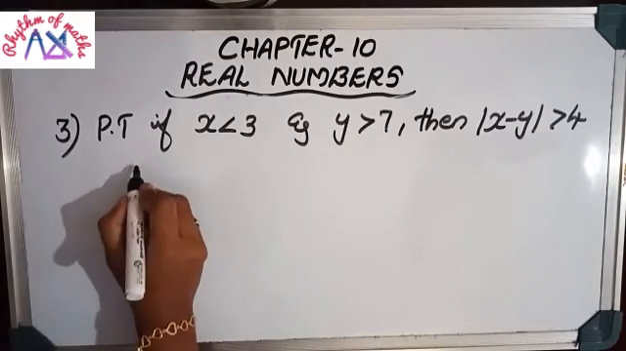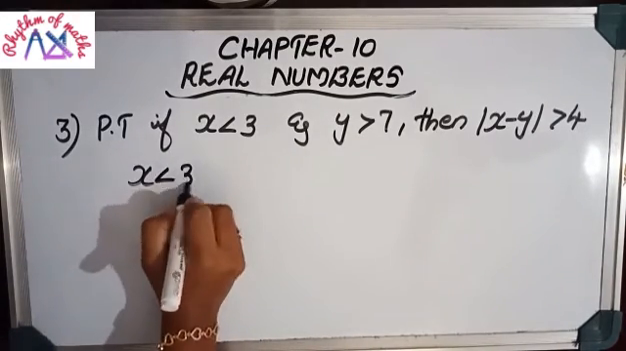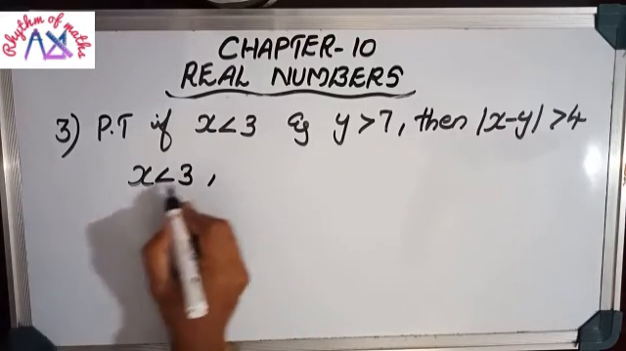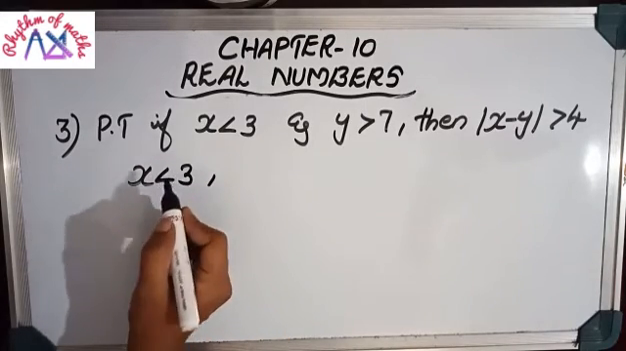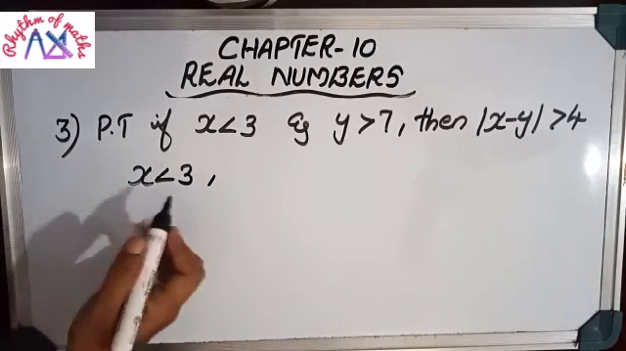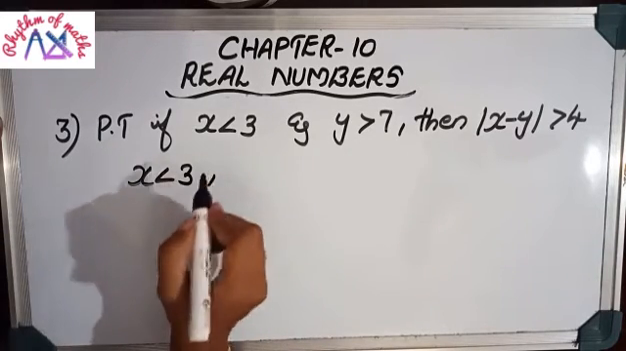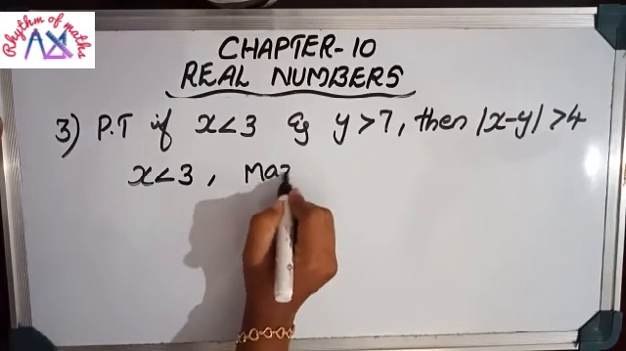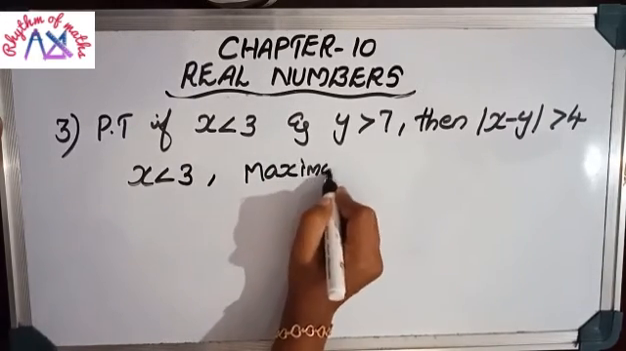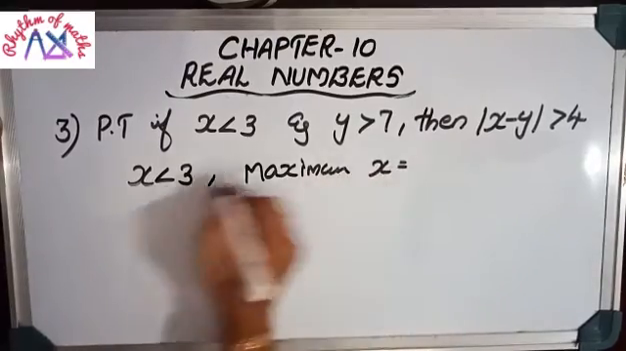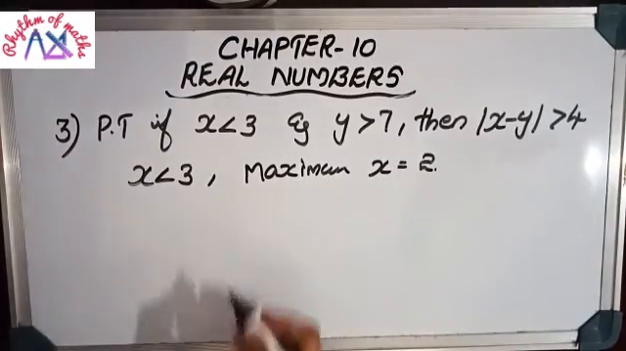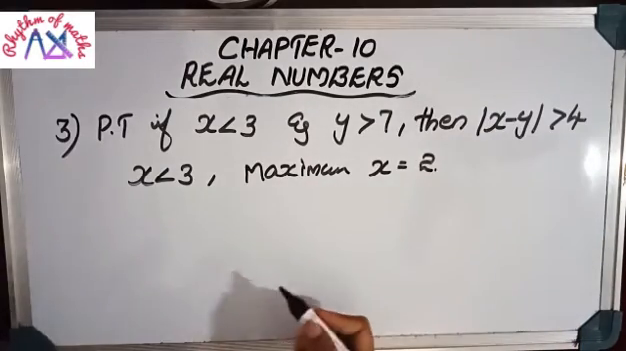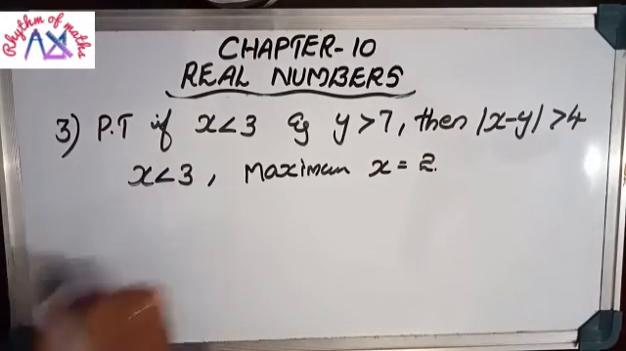So x < 3 means x can be what? X is always less than 3. So what will the maximum value be? It can be 2, 1, 0, -1, like that. So the largest value of x will be 2. Okay, the maximum value of x is 2. After 2 we can't take any other number, because x is always less than 3.